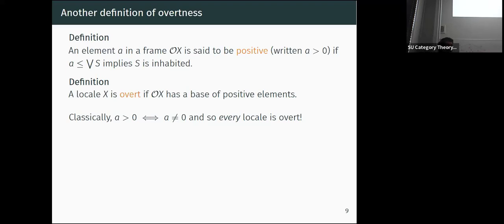And in fact, even constructively, spaces are overt. So in some sense, you can think of it as a very weak property, but it is very important, and you use it all the time.